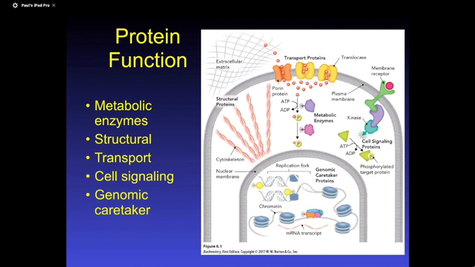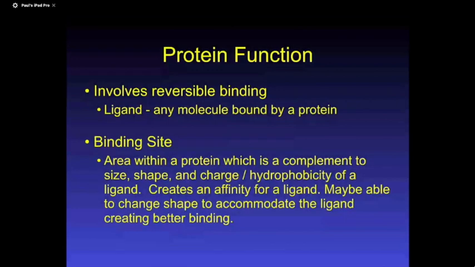The book puts them into 5 categories: metabolic enzymes, structural, transport, cell signaling, and genomic caretakers. Those are the way that it classifies the proteins.